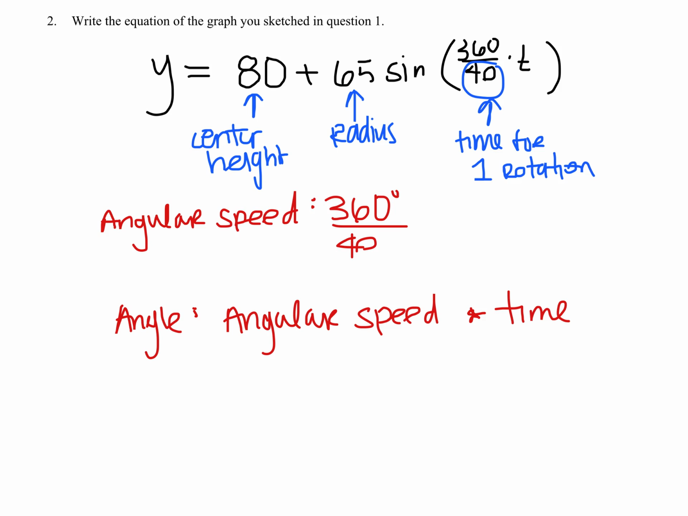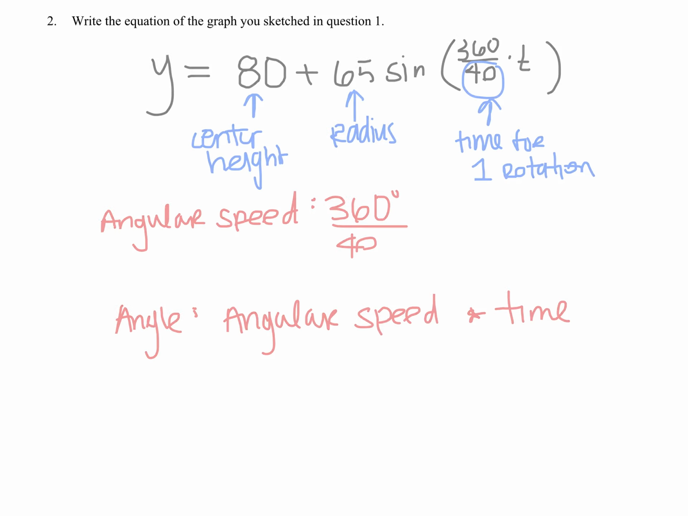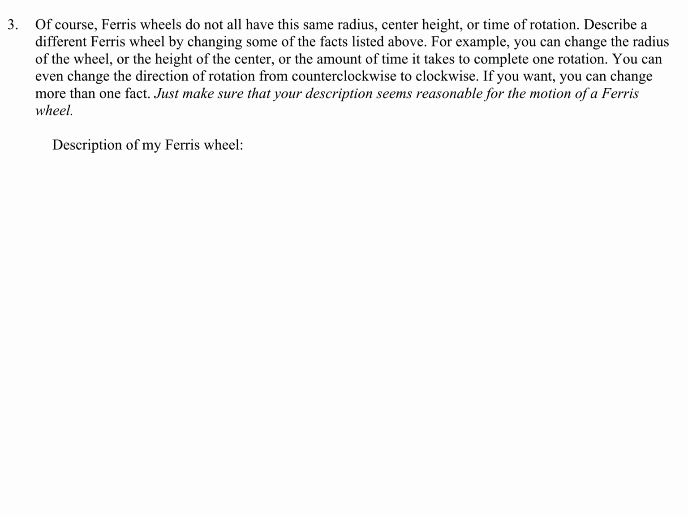But the entire 360 over 40 was that angular speed. Ferris wheels are not all the same size. So if I wanted to create a new Ferris wheel that maybe had a radius, I'm going to make it smaller. I'm going to say it's 20 feet.